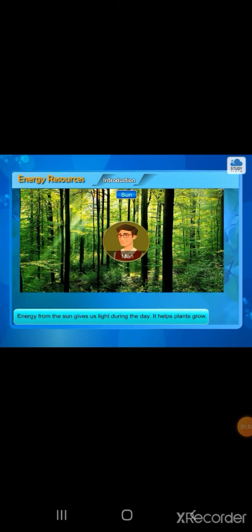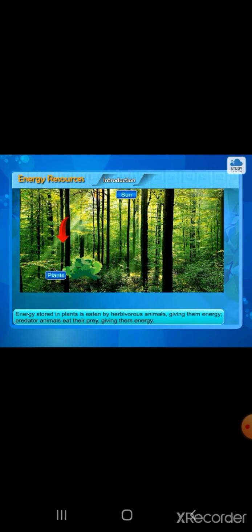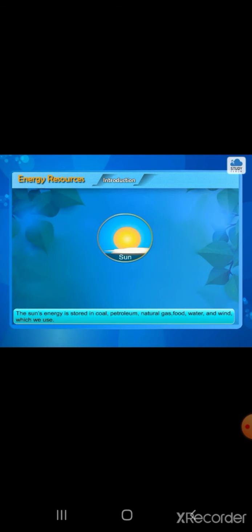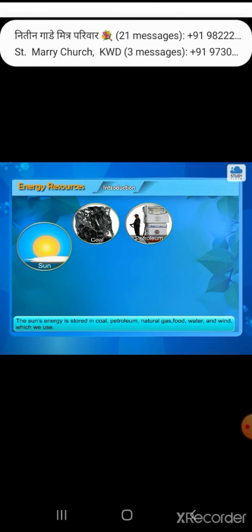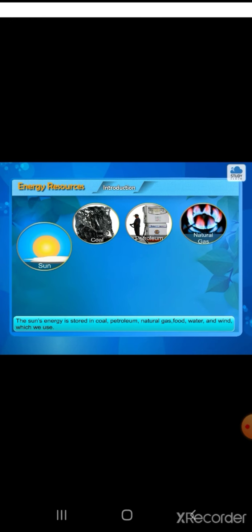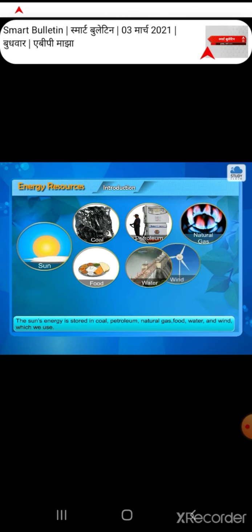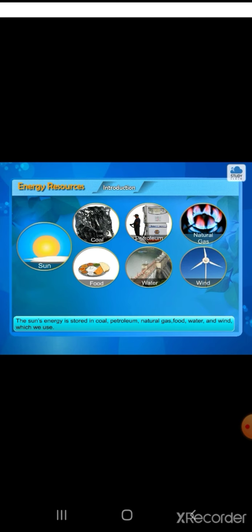Energy from the sun gives us light during the day. It helps plants grow. Energy stored in plants is eaten by herbivorous animals, giving them energy. Predator animals eat their prey, giving them energy. The sun's energy is stored in coal, petroleum, natural gas, food, water, and wind, which we use.